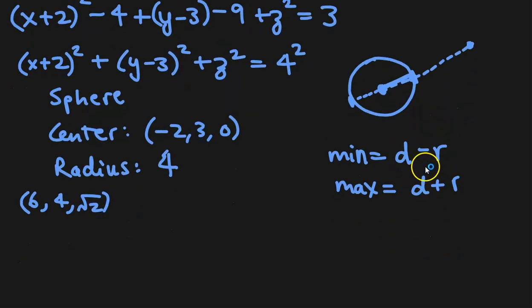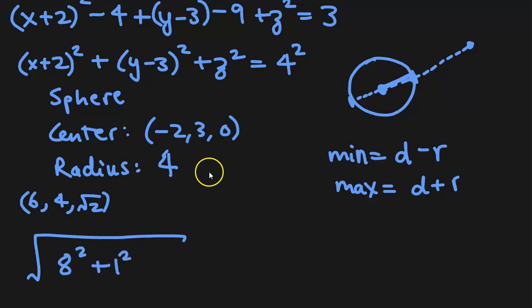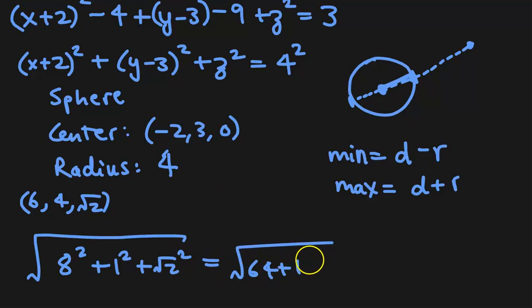Now let's find d. We already know r is 4, so all we need to do is find d. That's just the distance between these two. Distance formula in 3 dimensions. Okay, so 6 and negative 2. 6 minus negative 2 is 8. 4 minus 3 is 1. Root 2 minus 0 is root 2. So this gives us the square root of 64 plus 1 plus 2, which is the square root of 67. That's it. We've got d.